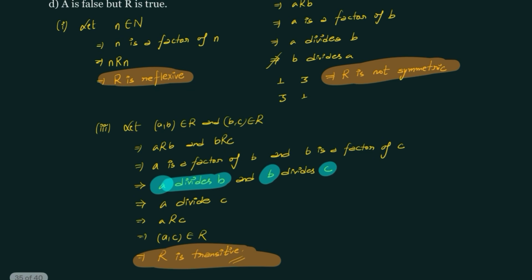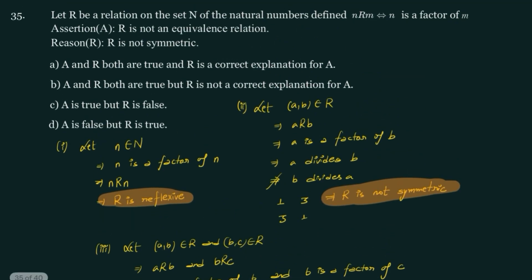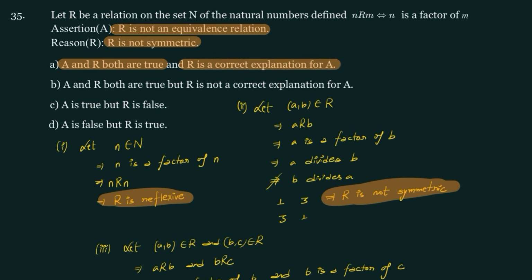Why is it not an equivalence relation? Because R is not symmetric. Now let's read the assertion and reason. It was written that R is not an equivalence relation, which is true, and the reason R is not symmetric, which is also true. That means assertion and reason both are true, and the reason is the correct explanation for A. Hence my correct option for this question is option number A.